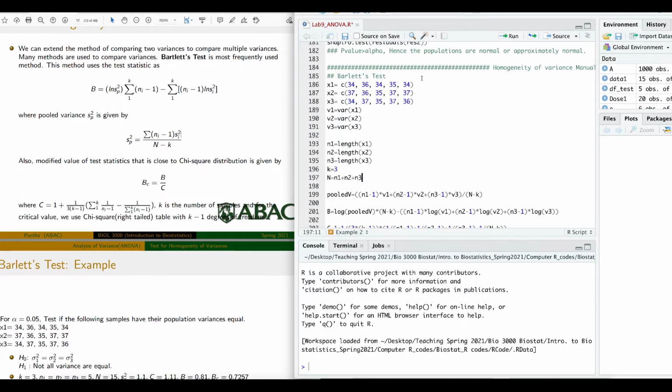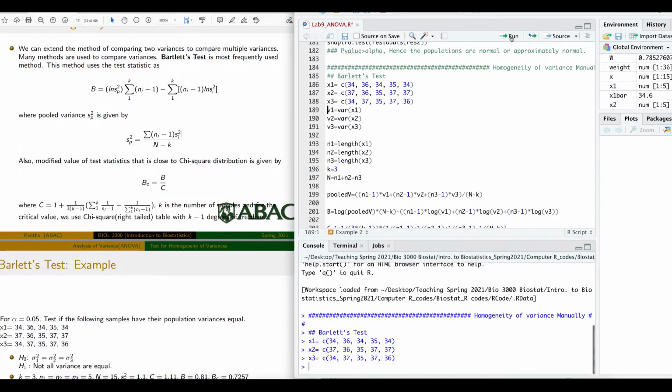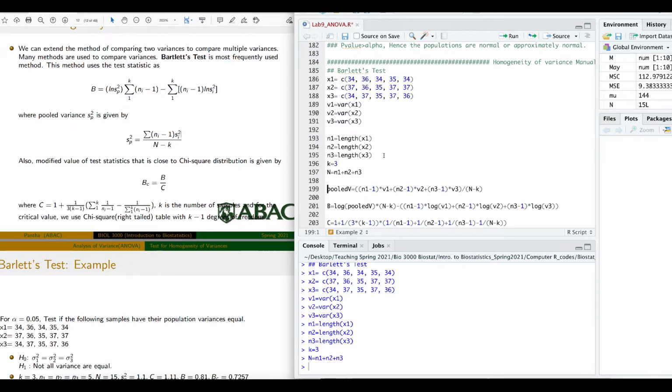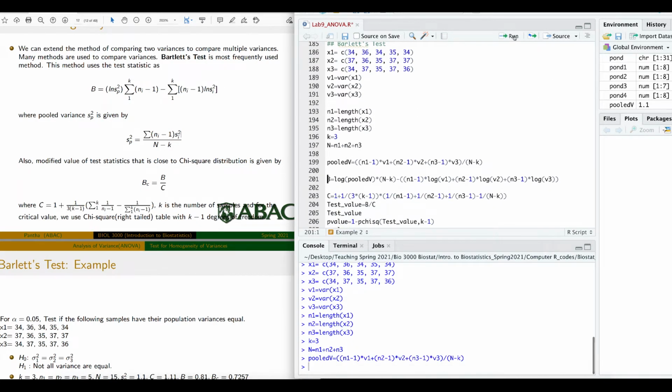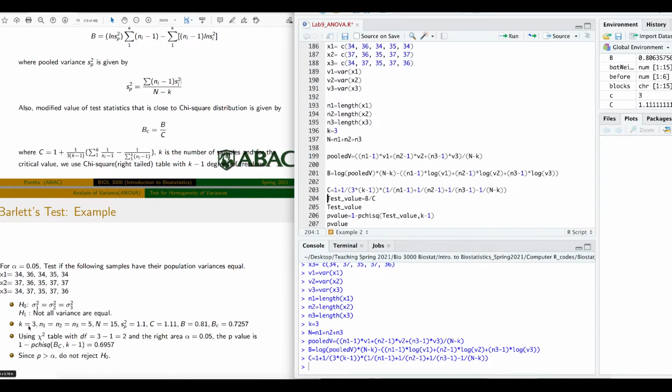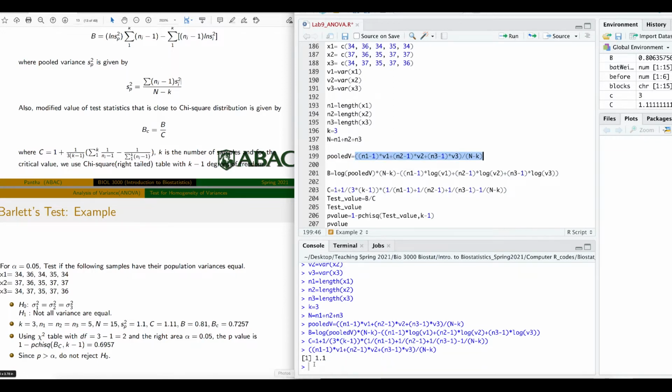Let me run from the beginning. And then I will list the data that I get there. So that is N, and then the pooled variance is there, and B is there, C is there. Now the test value, let us look at that. K is 3, N1, N2, N3, they are all 5. Capital N, that is uppercase N, is the total number of data points in the 3 samples, that is 15. S square P is 1.1. How did I get that? That is the pooled variance, right? If I run this, that will be 1.1, right? So this pooled variance is 1.1.